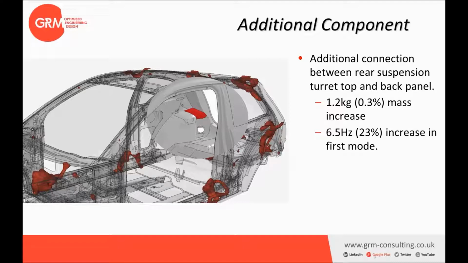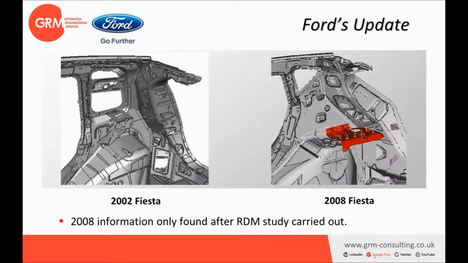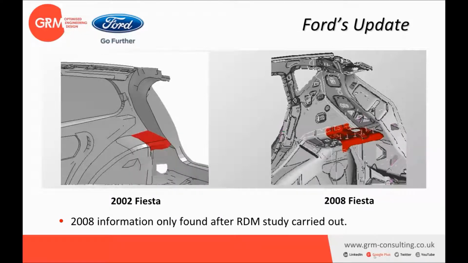And the funny thing is, when we were doing this optimization, the body in white that we had was the Fiesta from 2002. And if we look at the Fiesta from 2008, you see the exact same panel that we were trying to add onto the new body in white. So we were not that far from the good solution.